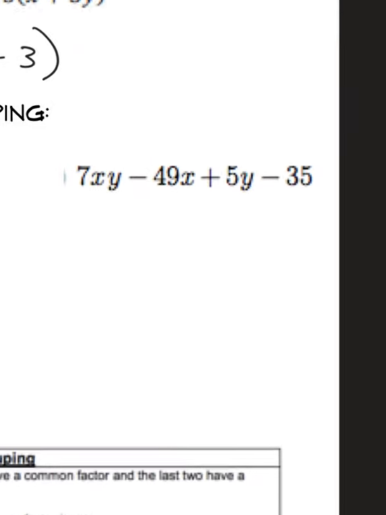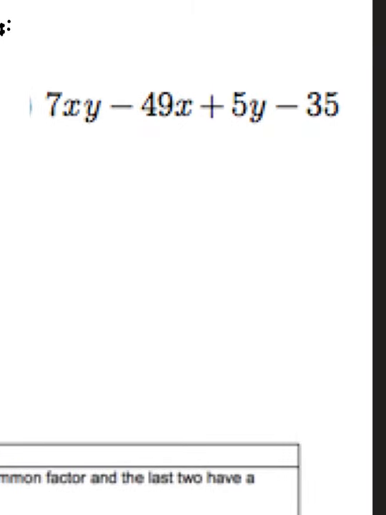Let's look at this next one. Looks like it's going to be tricky. I'm looking at my first two terms again, 7xy and 49x. I know that 7 goes into 7 and 7 goes into 49, and I know they both have an x, so I can rewrite this, pulling out the 7x. I would have to put a y here, so it would be 7xy minus 7. That's the equivalent way to write it.